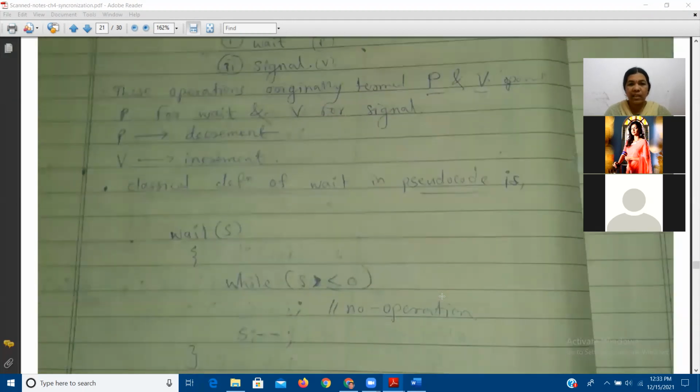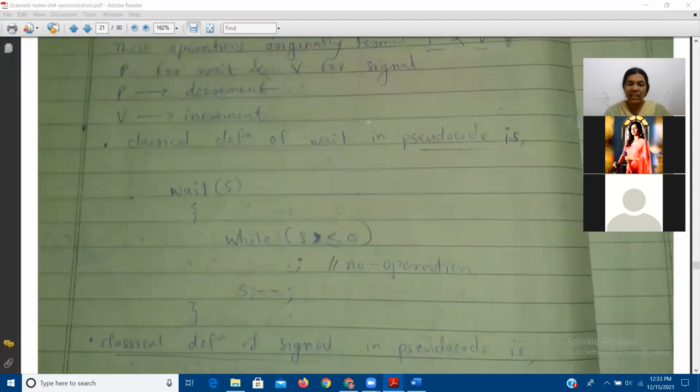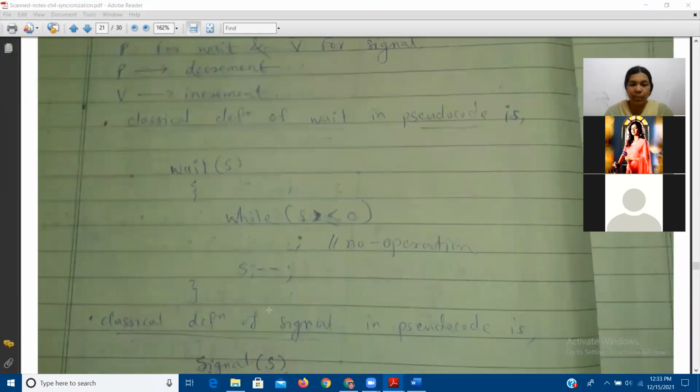First, we'll discuss the definition of wait in pseudocode. S stands for semaphore. What is S? It is an integer variable. So wait(S): while S less than or equal to 0, do nothing. This is the semaphore condition. If this condition is true, do nothing, and if the condition is false, you can go ahead and decrement the variable, S minus minus. This is the general definition of wait.